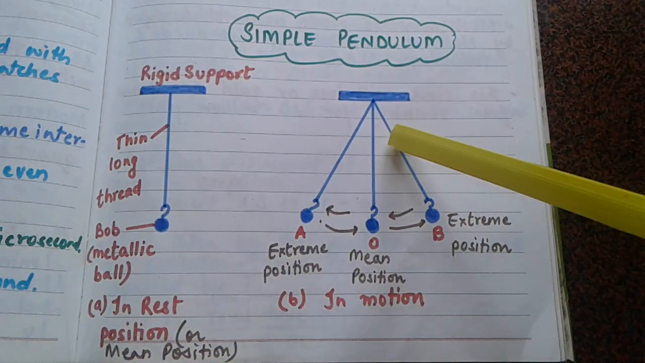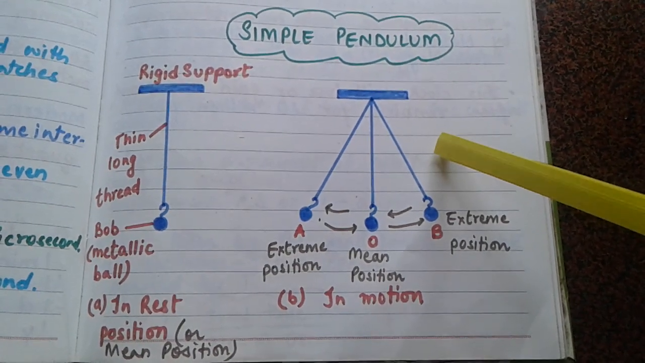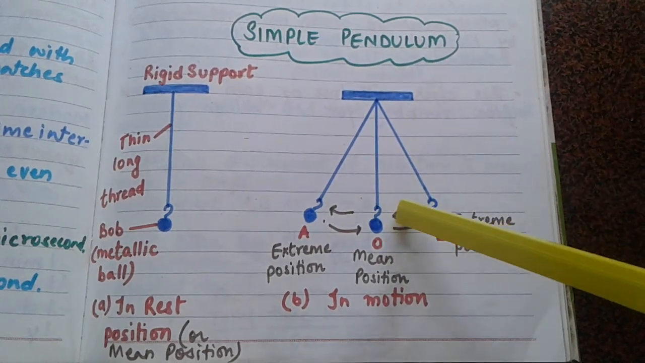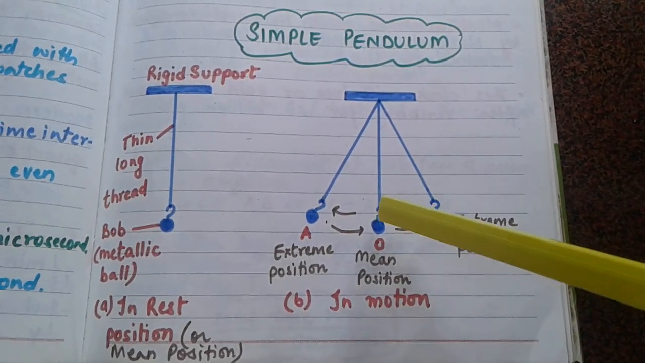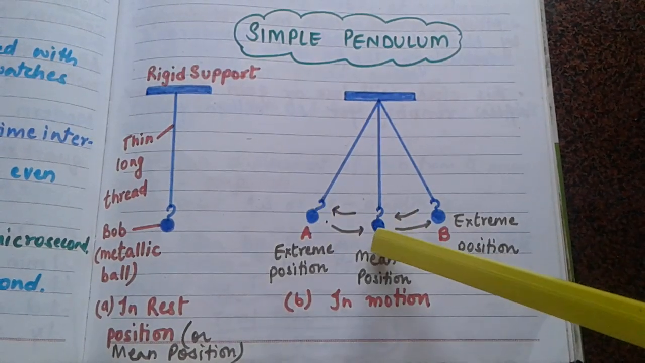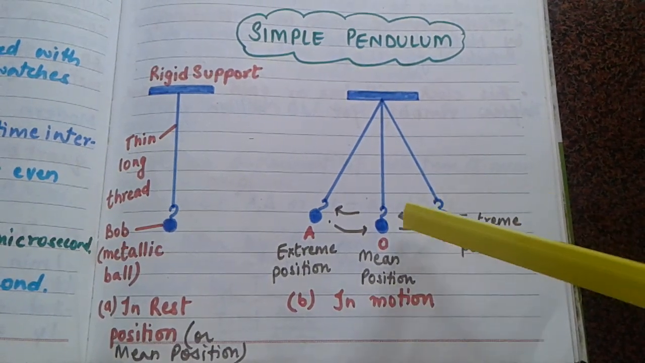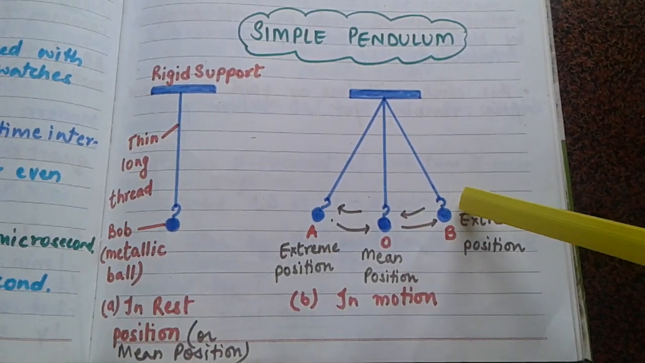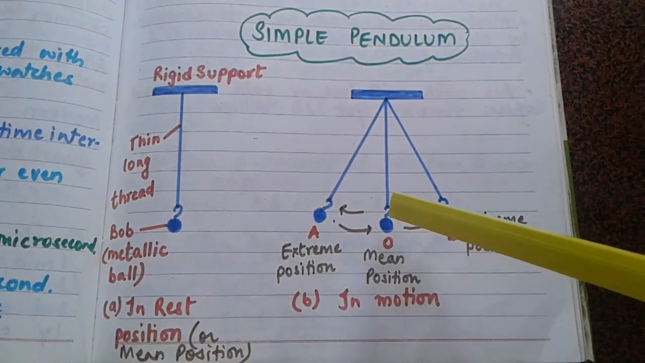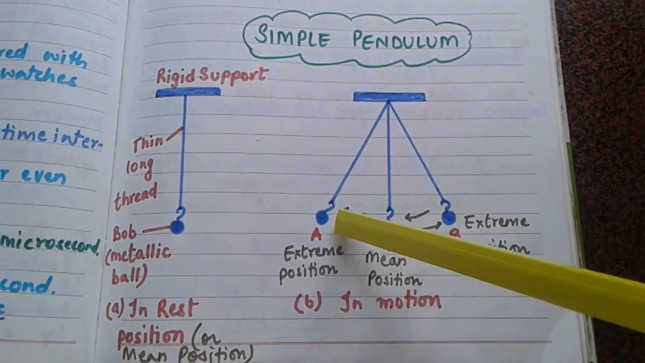Now this figure shows the simple pendulum in motion. To set this pendulum in motion, we have to gently hold the bob and move it slightly to either of the sides, either this side or this side. After bringing it to this point or any other point, we have to release the bob from the displaced position. In this way, the simple pendulum will oscillate in this manner.